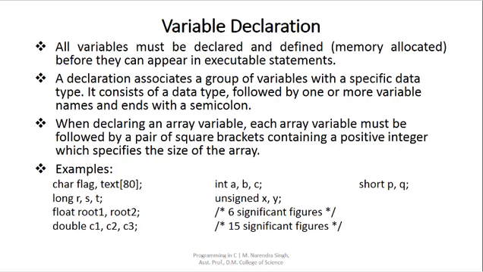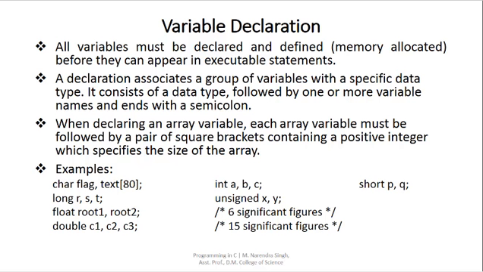The next declaration is unsigned X, Y. Here also the data type qualifier unsigned is used without any basic data type. So by default the variables X, Y will be treated as integer data type, and therefore the variables X, Y are unsigned integer data types.